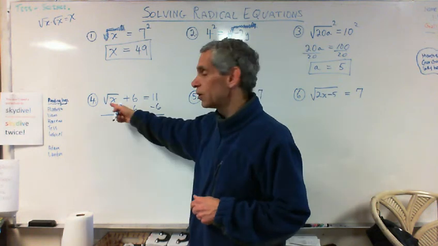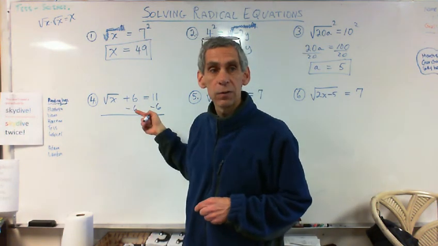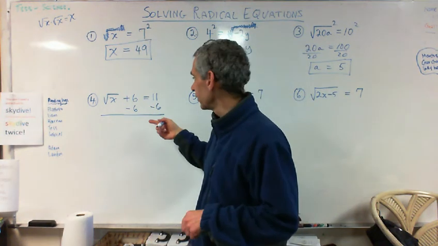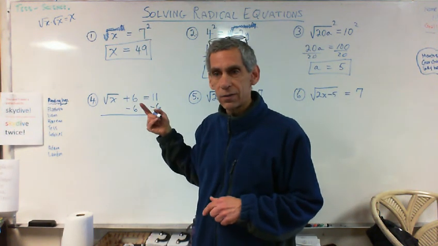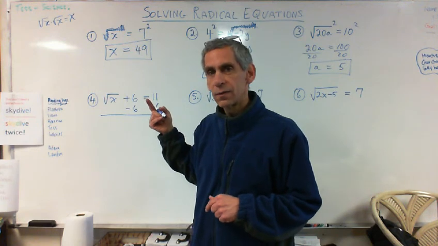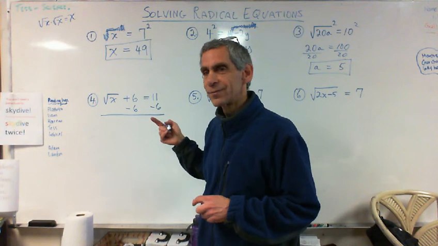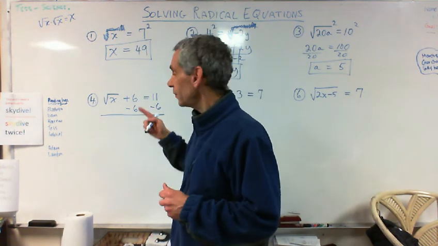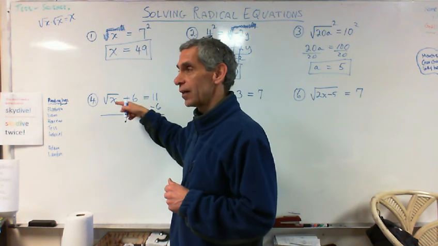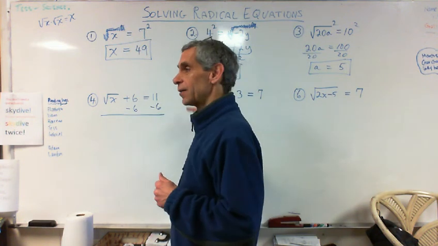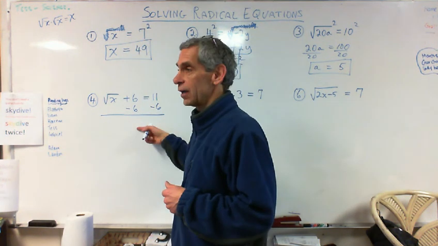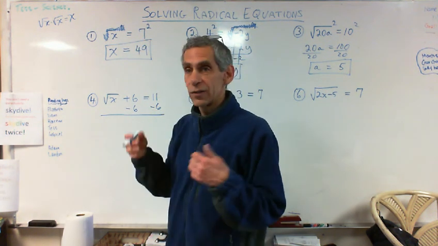Because you haven't learned how to multiply binomials times binomials, you would have to use FOIL. First, outside, inside, last, for binomials times binomials and trinomials times trinomials. So that would be hard. If I had to square this whole side, I'd have to do first times first, outside times outside, inside times inside, last times last, and I would have this very complicated looking weird thing. And then I would have to simplify it.